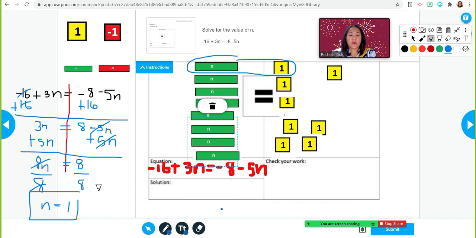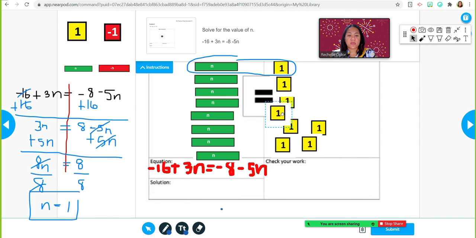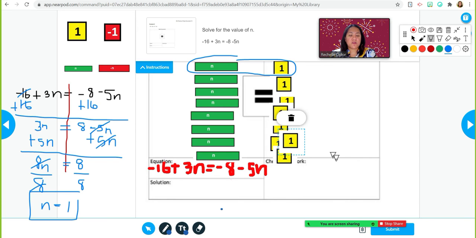Now you need to check your work, and let's solve that, okay? All of this should be equivalent to n. Unfortunately, because of the space it's not going to squeeze in, but 1n equals 1. Alright, let's do the checking. So n here is equal to 1.